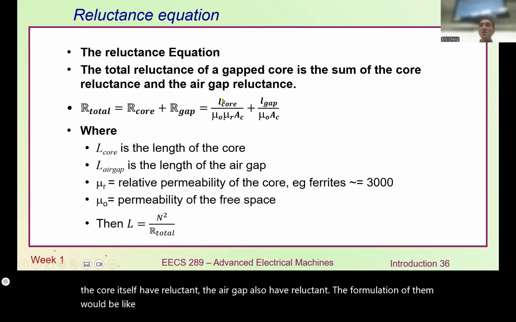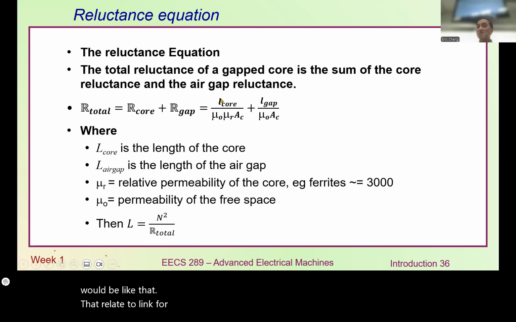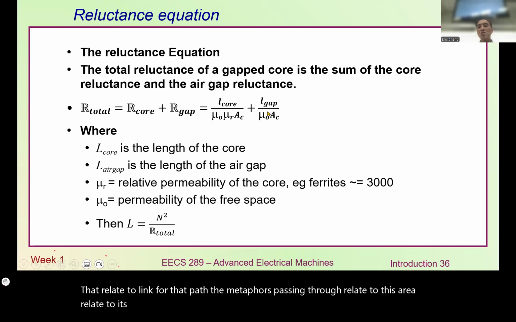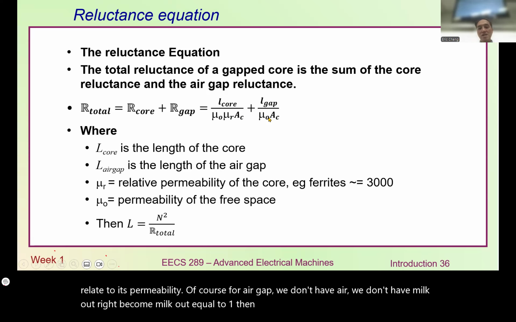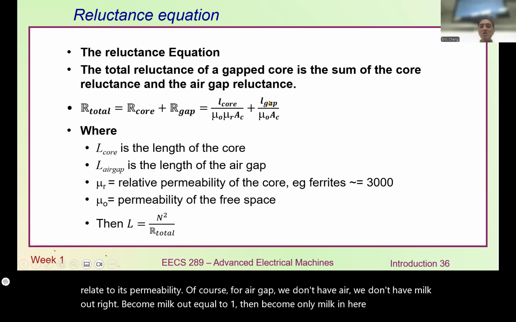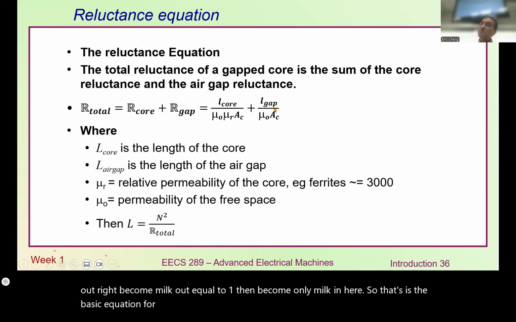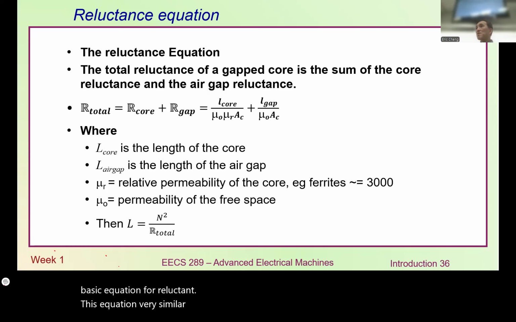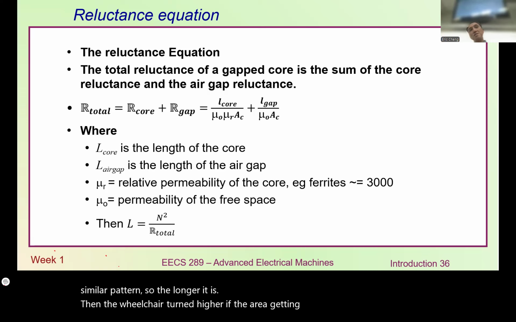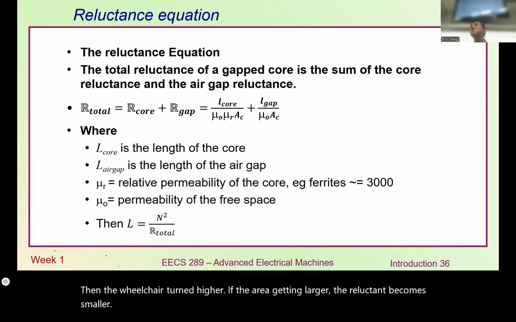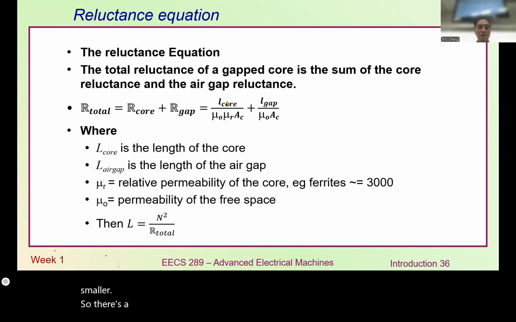It relates to the length of the path the magnetic flux passes through, its area, and its permeability. Of course, for the air gap, we don't have mu r, right? Mu r equals 1, so it becomes only mu naught in here. So that is the basic equation for reluctance. This equation is very similar to a resistor. Resistance is rho L over A, right? They are really similar patterns. So the longer it is, the higher the reluctance. If the area gets larger, the reluctance becomes smaller. So that's logical, very similar to resistance.